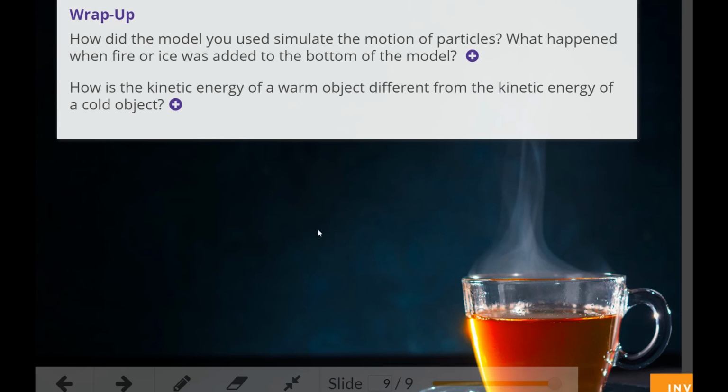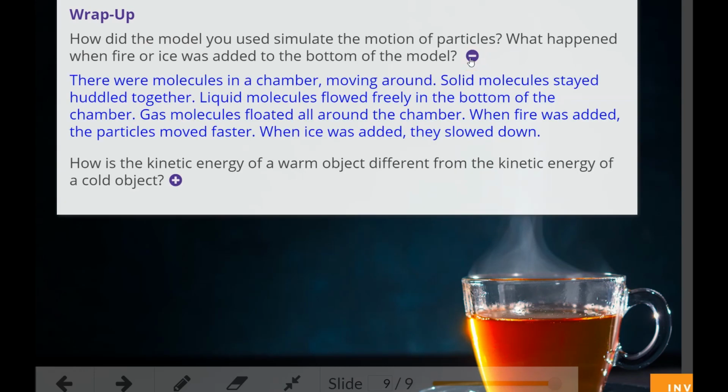So in the wrap up on the slides here, it says how did the model simulate motion of particles? Okay, that's the pool table, and it said that solid molecules stay huddled together. So when the pool balls are together, they're like a solid. Once they start moving, they're more like a liquid. If they were to go all over the place, they would be more like a gas.